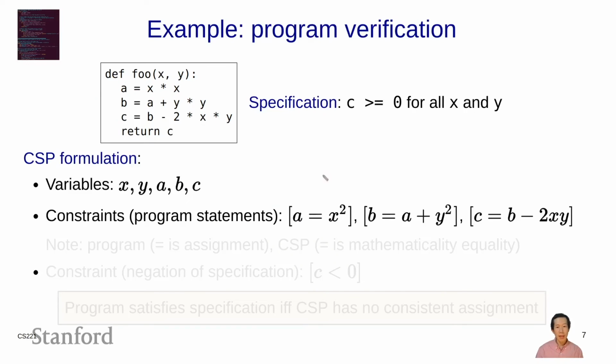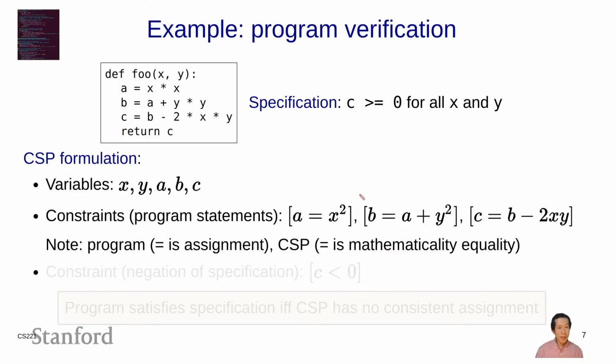first statement is doing. I'm going to have b equals a plus y squared, which is going to capture the second program statement, and c equals b minus 2xy, which is going to capture the third program statement. So an important but really subtle note is that equals means 2 things here. In the Python program, equal is an assignment operator. It says take the right-hand side, compute its value, and then put it in the variable that is on the left-hand side. Whereas in the CSP, equal represents mathematical equality. It's saying whether the left-hand side is equal to the right-hand side.